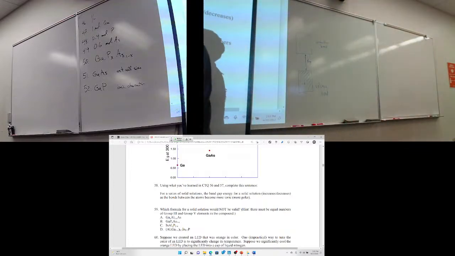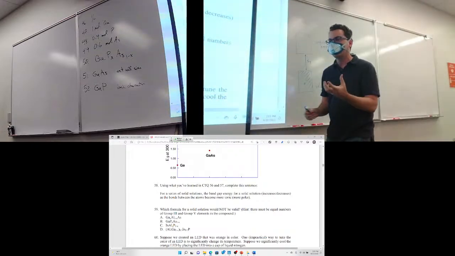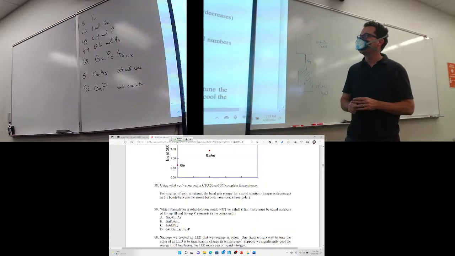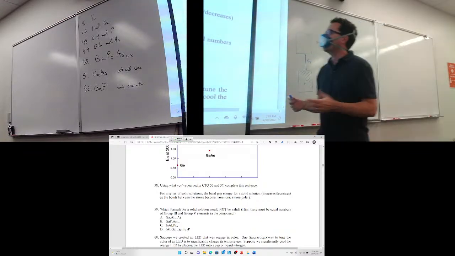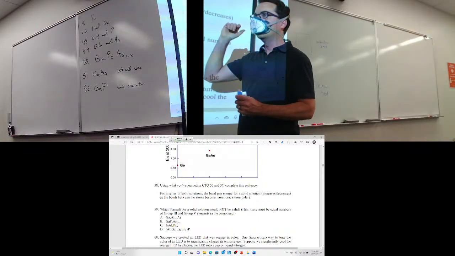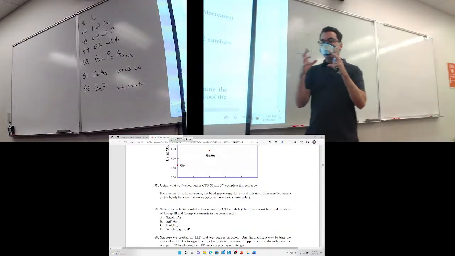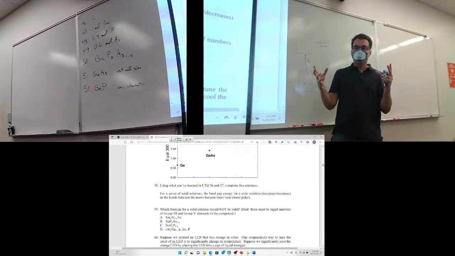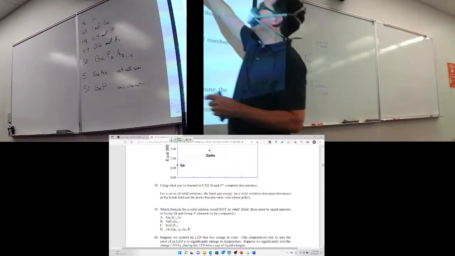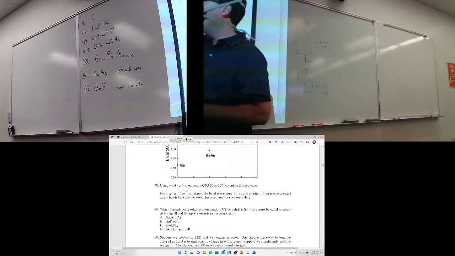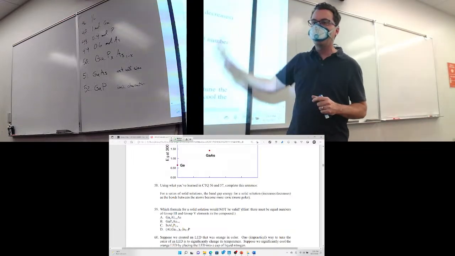If the bonds in my solid solution, the mixture of arsenic and phosphorus with gallium, become more ionic, what happens to the band gap? Smaller. So remember, the more ionic something is, the bigger the difference in electronegativity. And we just saw that as the difference in electronegativity gets bigger, the band gap increases. So the more ionic something is, the larger the band gap is going to be.